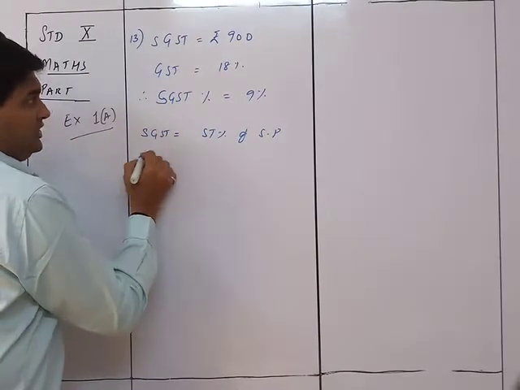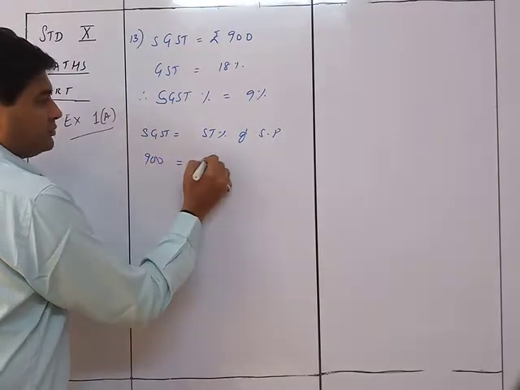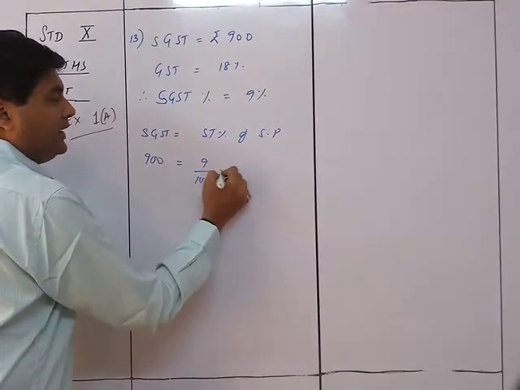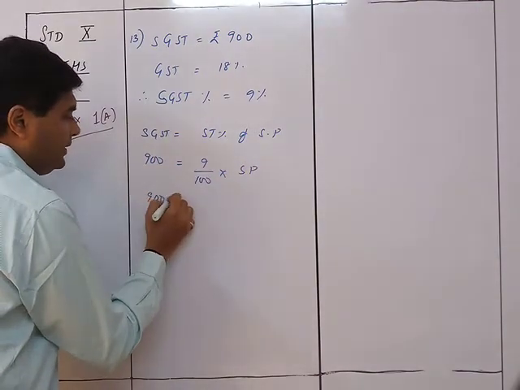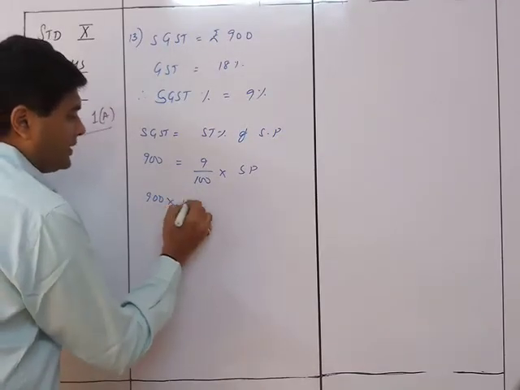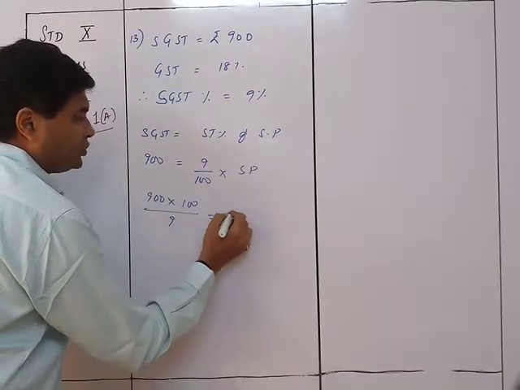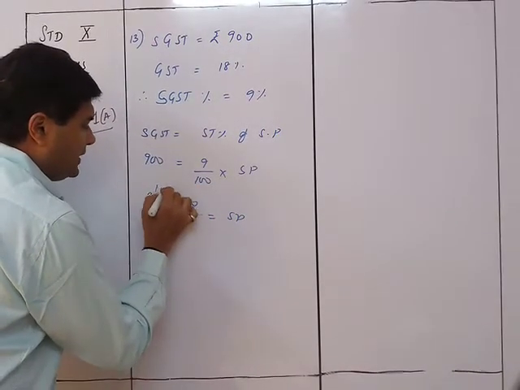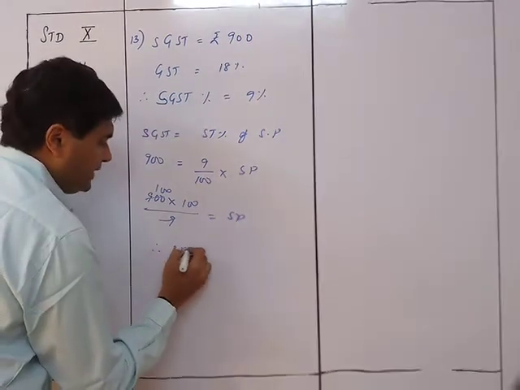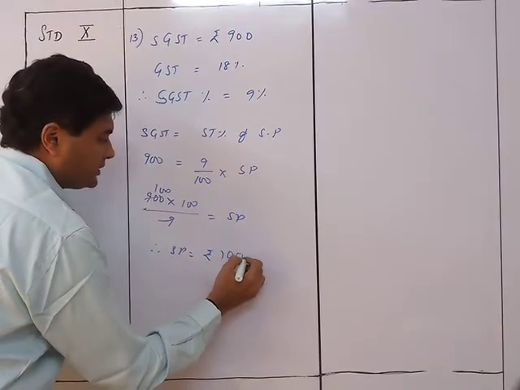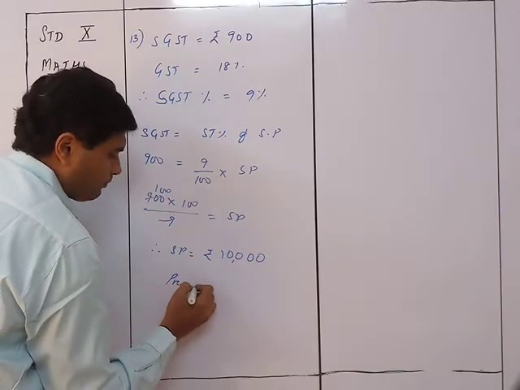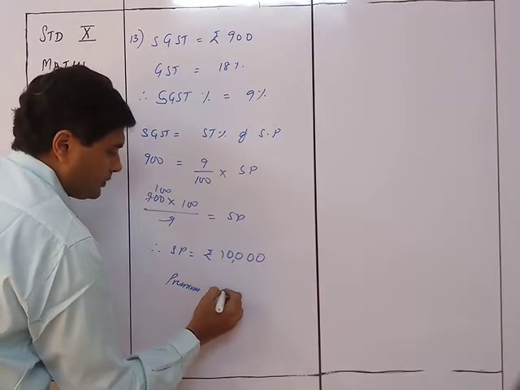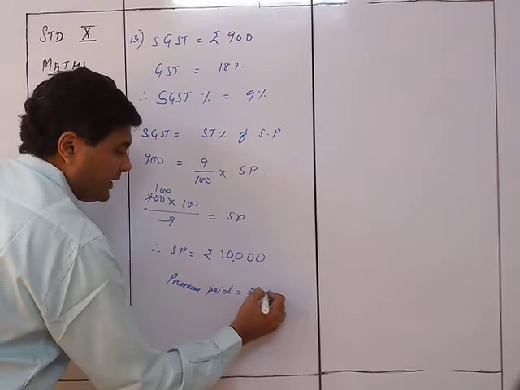So this we know, 900 is equal to 9 upon 100 into SP. So accordingly this will be equal to 900 into 100 upon 9 is equal to SP, that is 100. Therefore SP is equal to rupees 10,000. The premium paid is equal to rupees 10,000.